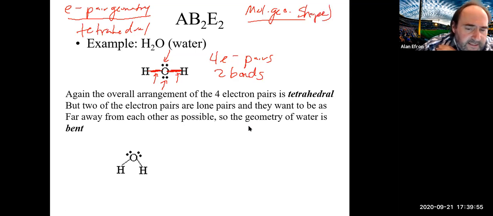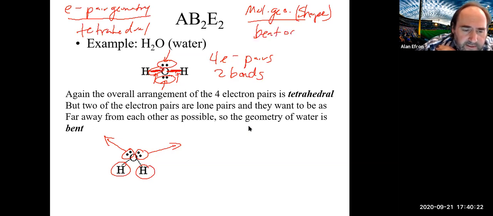And that is because this has all the really bad interactions that can happen. We have non-bonding electrons near bonding electrons, we have bonding electrons near bonding electrons, and we have non-bonding electrons near non-bonding electrons. And these non-bonding electrons definitely do not want to be near each other, so they move as far away as they can. And as a result, our bonding electrons also move, and we end up with a shape that's known as bent or V-shaped.